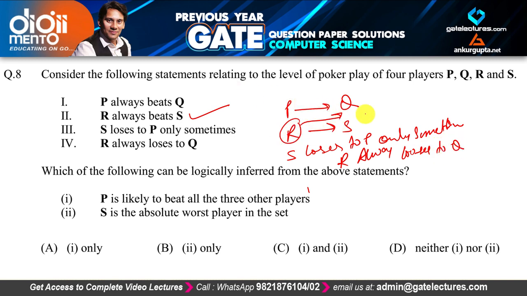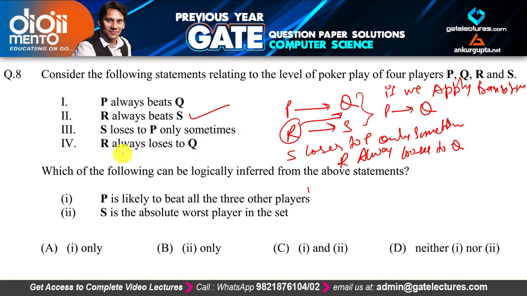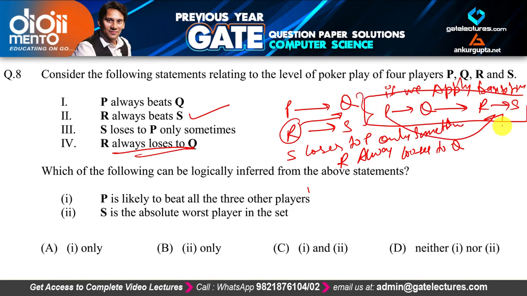But you can see, if we apply transitivity, then P always beats Q, and R always loses to Q. So Q beats R and R beats S, so that should say that P should beat S. That should happen, but they are saying S loses to P only sometimes, so this transitivity is not valid. So transitivity, we can say, is not correct.